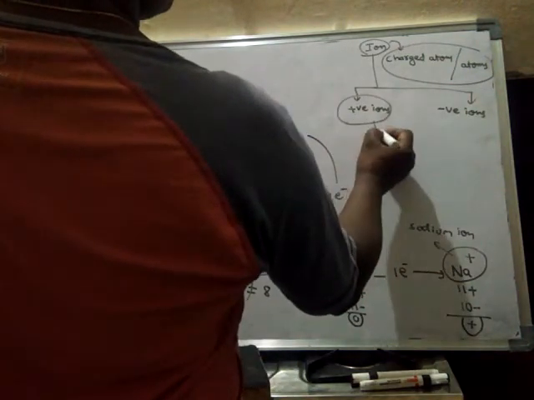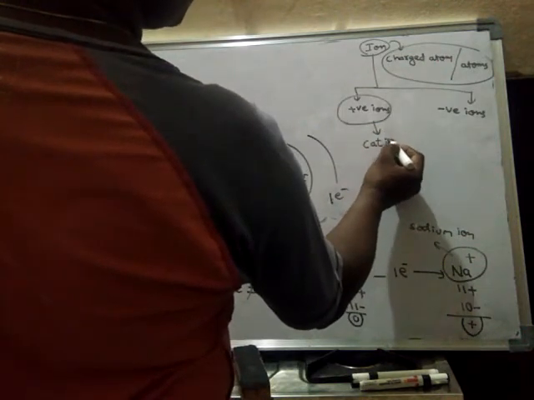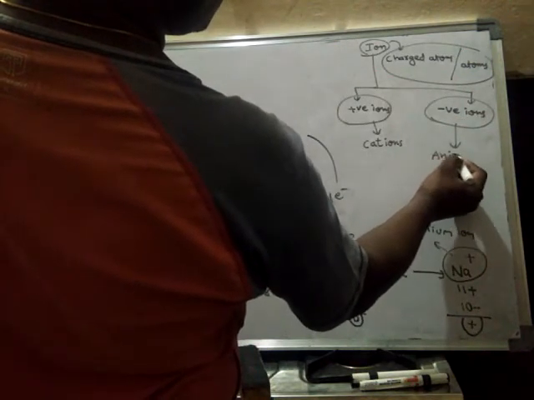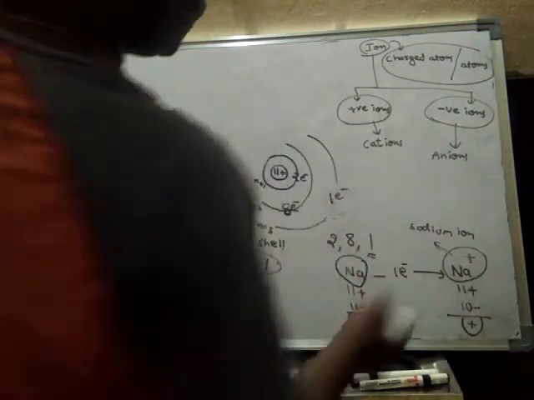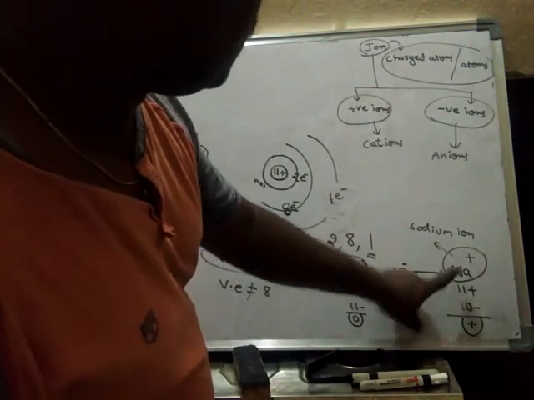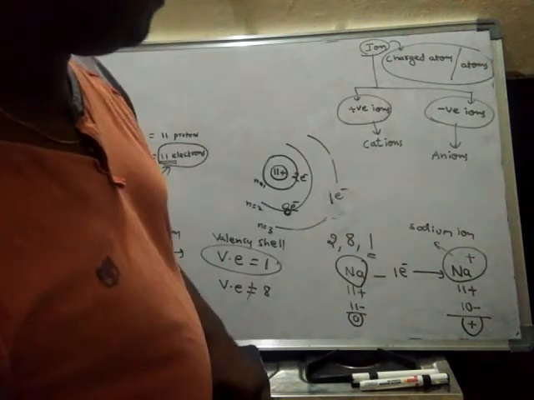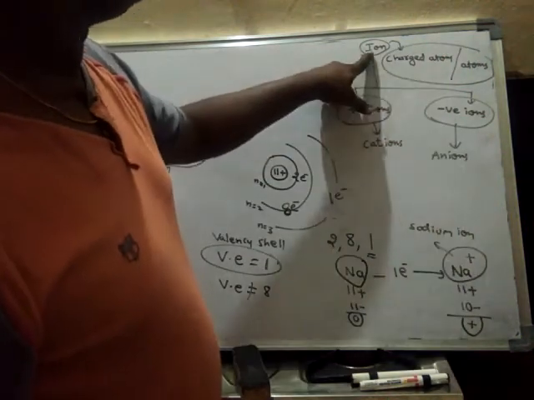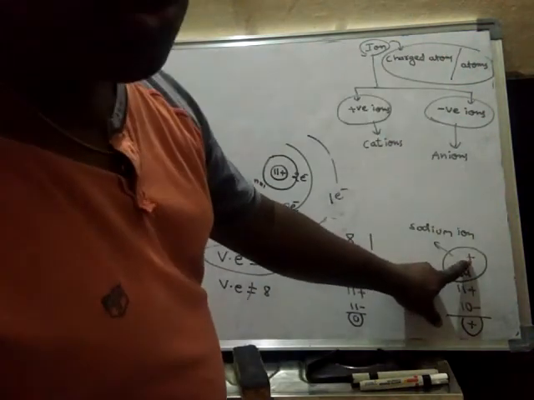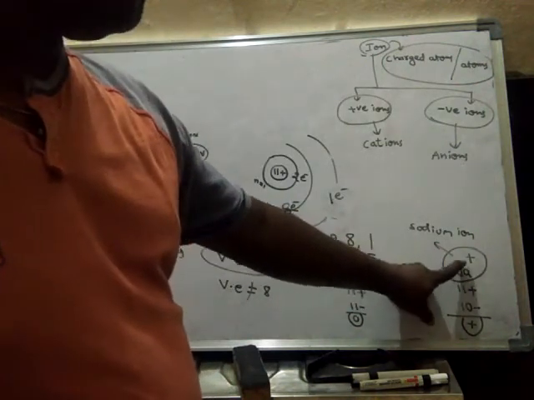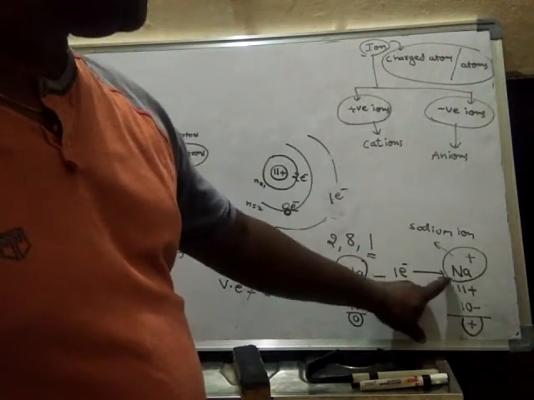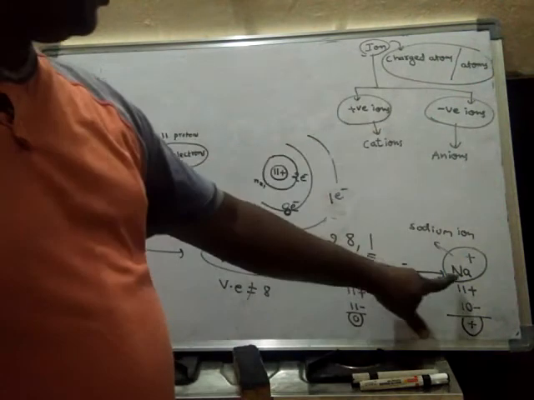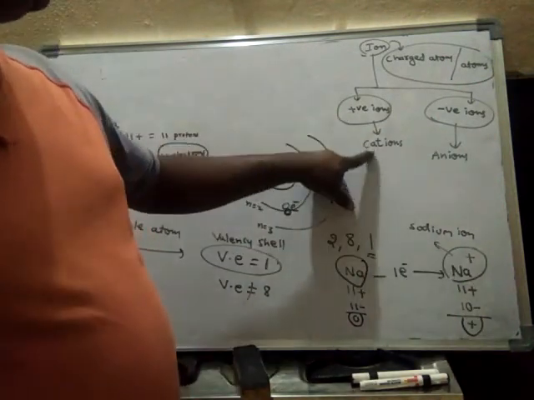Positive ions are also called cations. Negative ions are also called anions. Cations and anions. So what type of ion is it? Sodium ion is a cation because it is a positive ion. Sodium ion is not an atom, it is an ion, because a charged atom is said to be an ion. One unit of positive charge is there. When it has 1 unit of positive charge, it is said to be a charged atom. Charged atoms are said to be ions. So which ion is this? It has positive charge, hence it is said to be a cation.